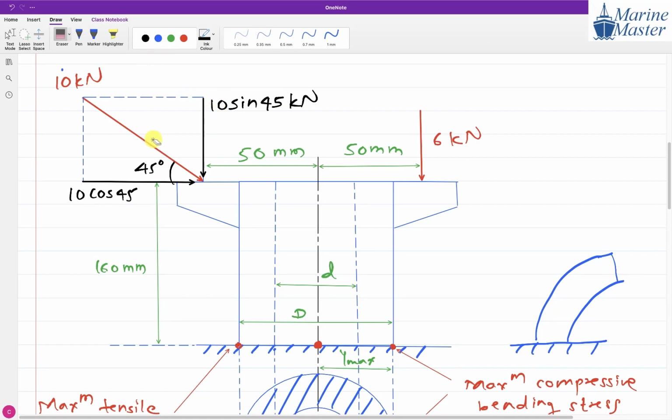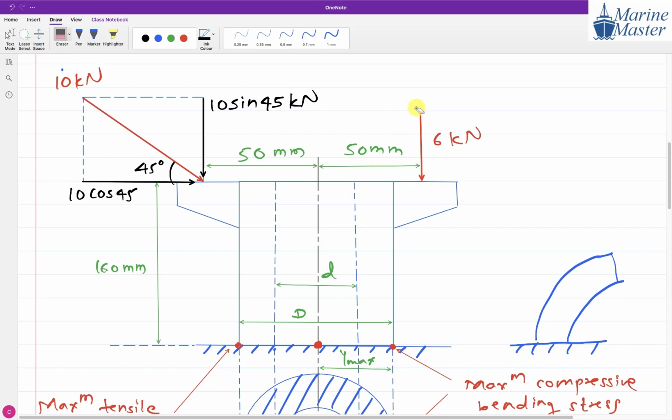Now tell me, what is the effect of 10 cos 45? Is it going to compress the column or is it going to bend? It is not necessarily horizontal, guys. Observe, due to this 10 cos 45, what is going to happen? Is the column going to bend or compress? Only bend.